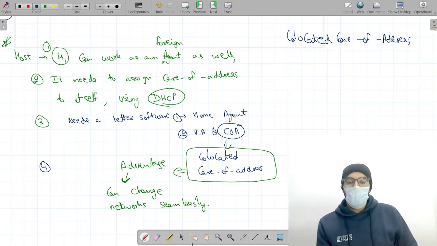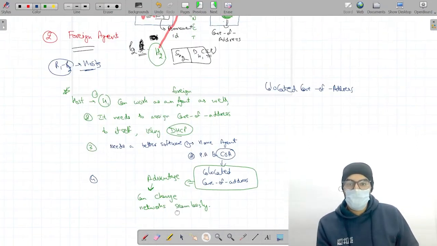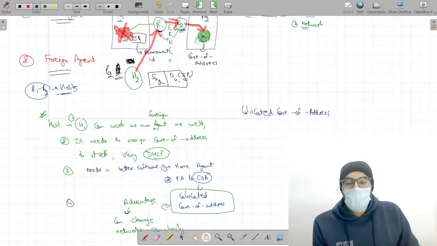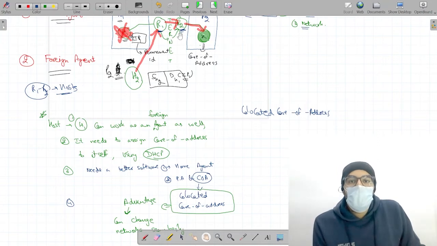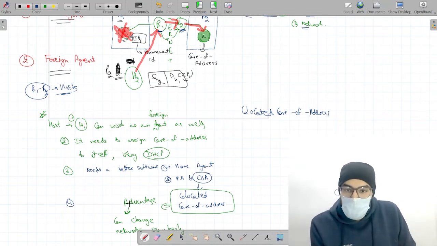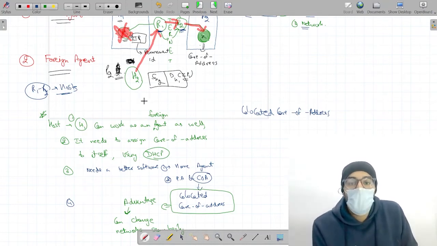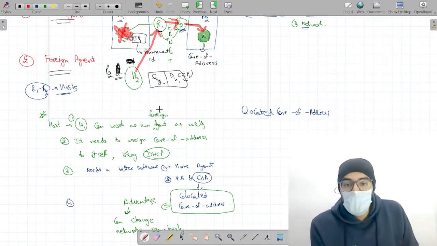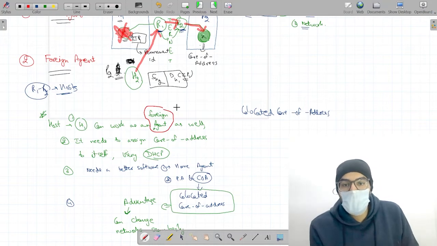Let's say that this host H1 moves on to this network. As I've already talked about, these routers are nothing but the hosts themselves acting as a router. So let's say that when this host H1 enters a new network, it is acting as a foreign agent as well. So can I say that in the new network, this host is acting as a router only?